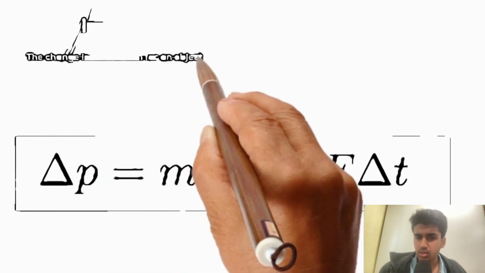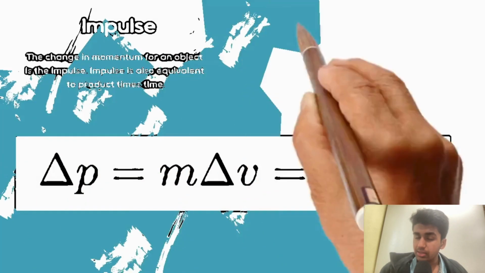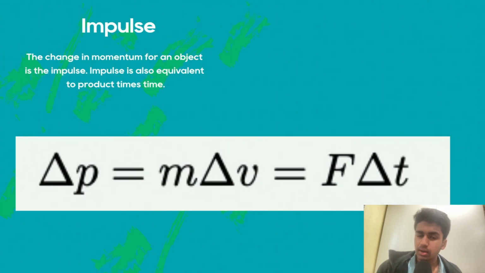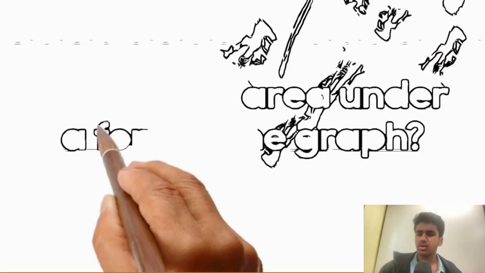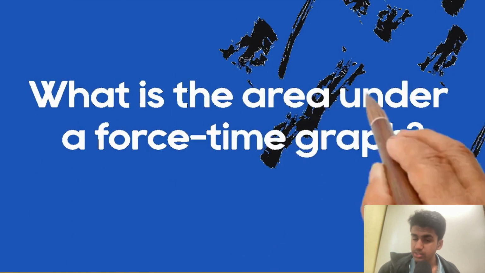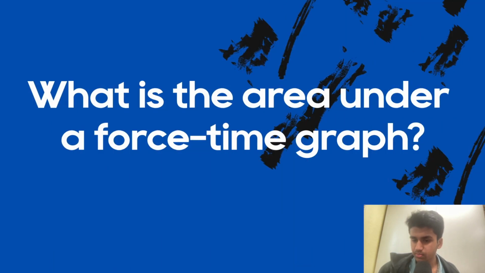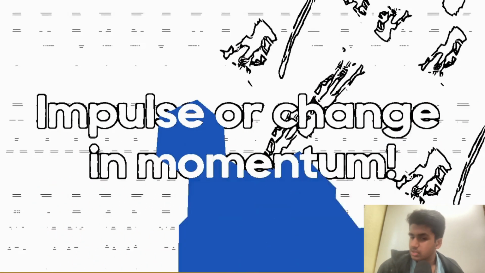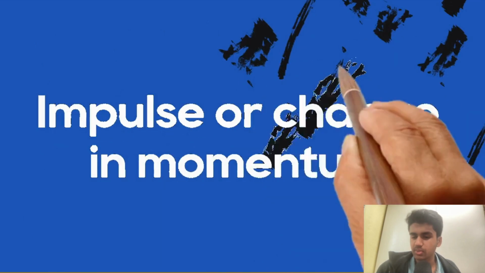Now impulse. The change in momentum is known as impulse. Impulse is also equivalent to the product of force times time. So delta p, which is the change in momentum, also known as impulse, is equivalent to force times time. That brings us to the question, what is the area under a force-time graph? Well, it's impulse, or change in momentum. Both are the same thing, by the way.